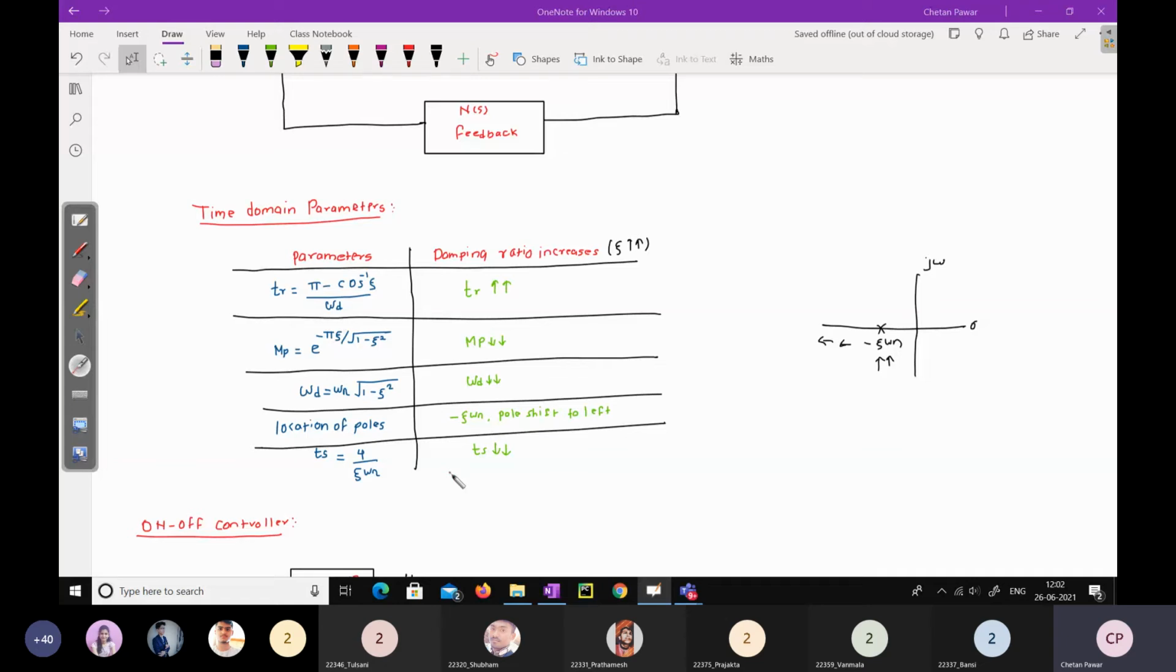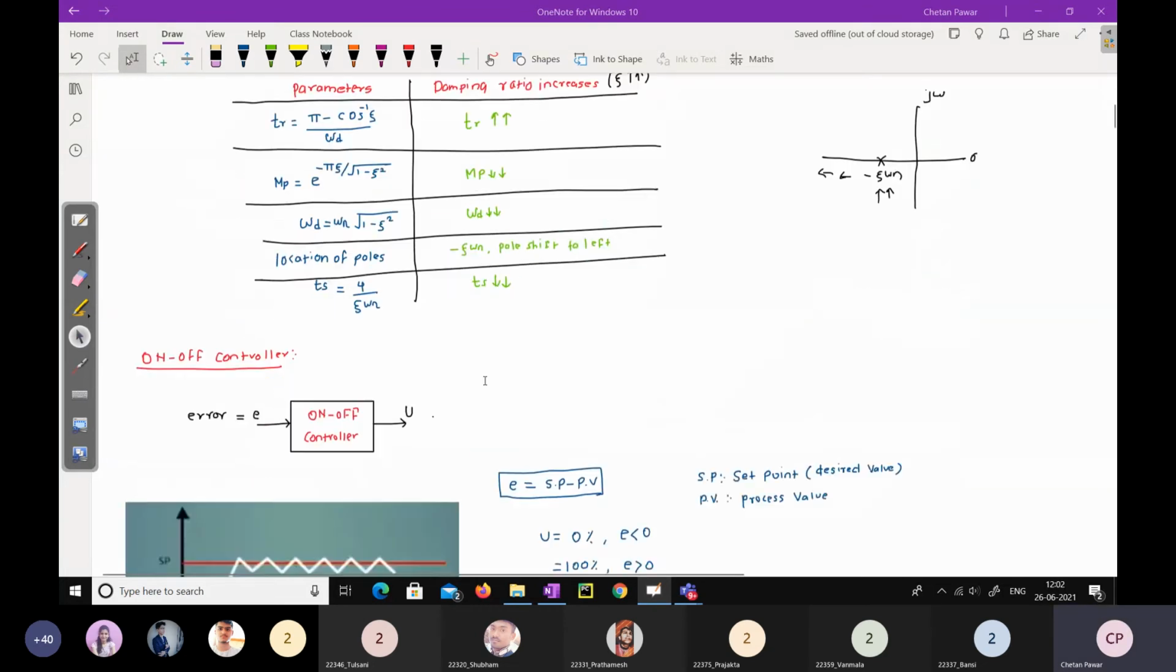So the first, basic controller is the on-off controller, okay? The first controller, that is the on-off controller. So what is the on-off controller? So here you can see. Okay, so let us see.